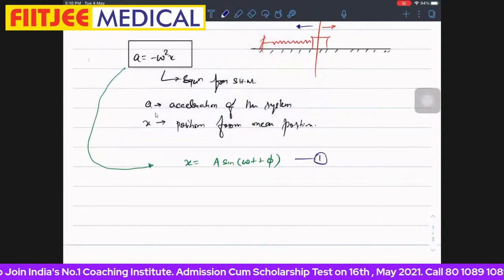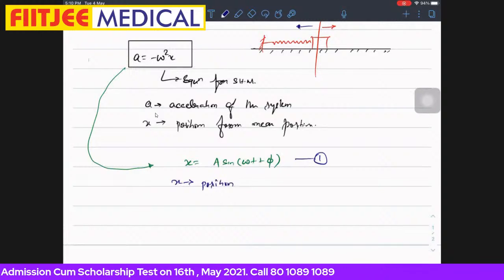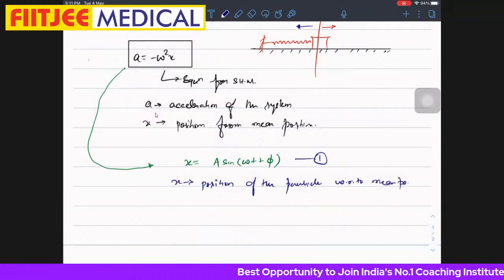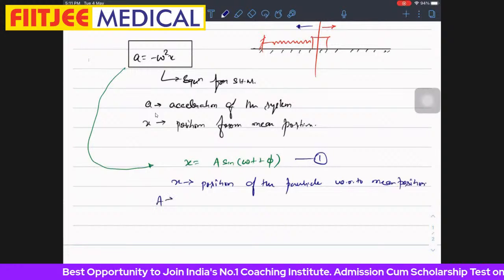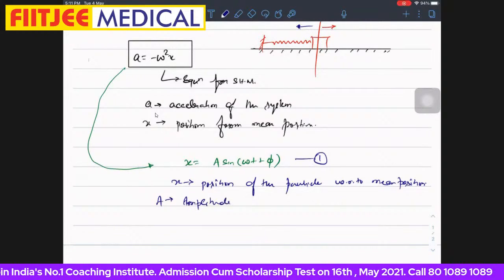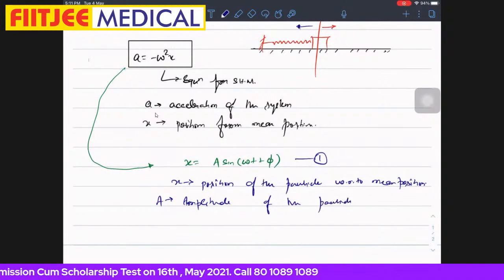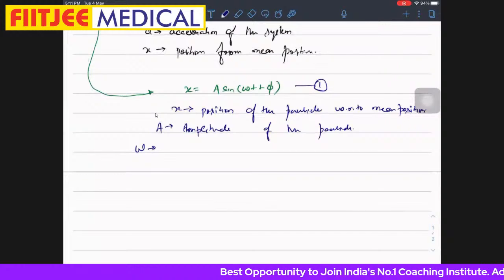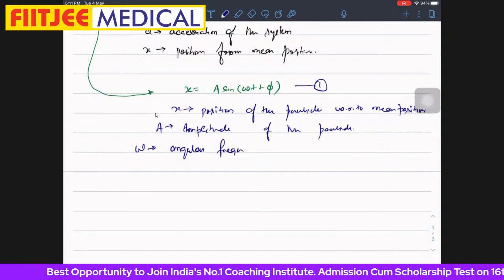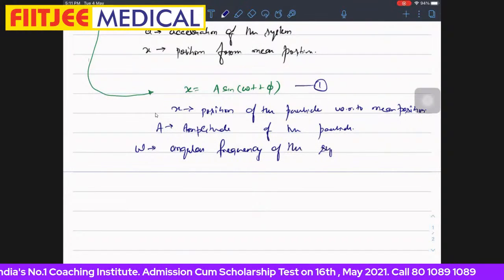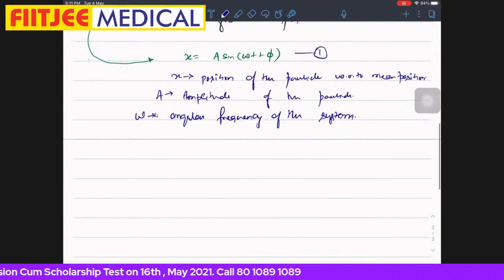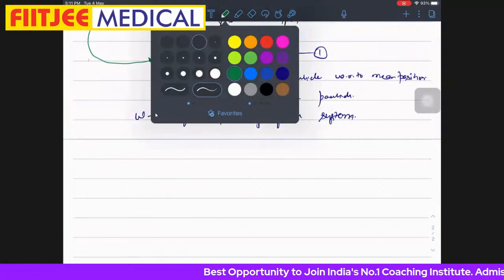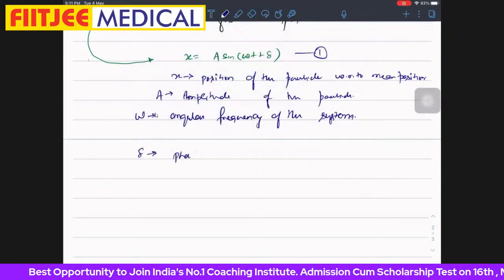So in this equation, what is it? Here x is the position of the particle with respect to mean position. A is the amplitude of the particle. Omega here is, this omega and this omega are the same, the angular frequency of the system. Write this as delta. What is delta here? Delta is the phase constant.